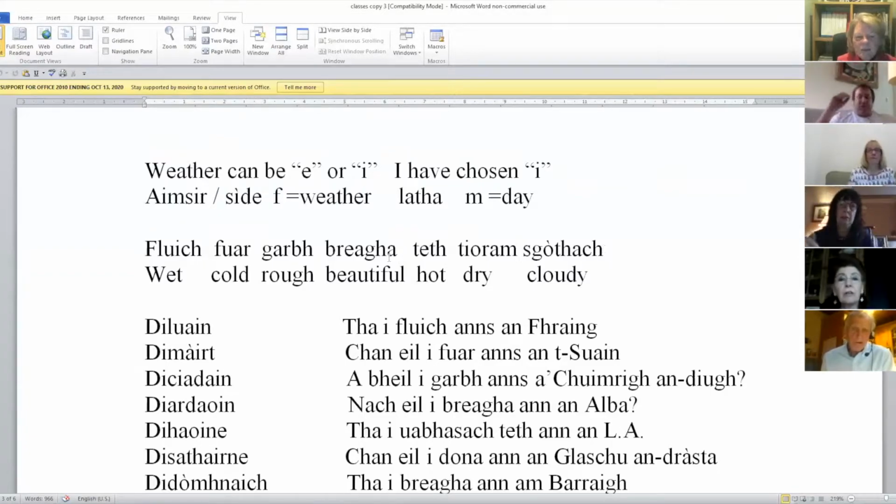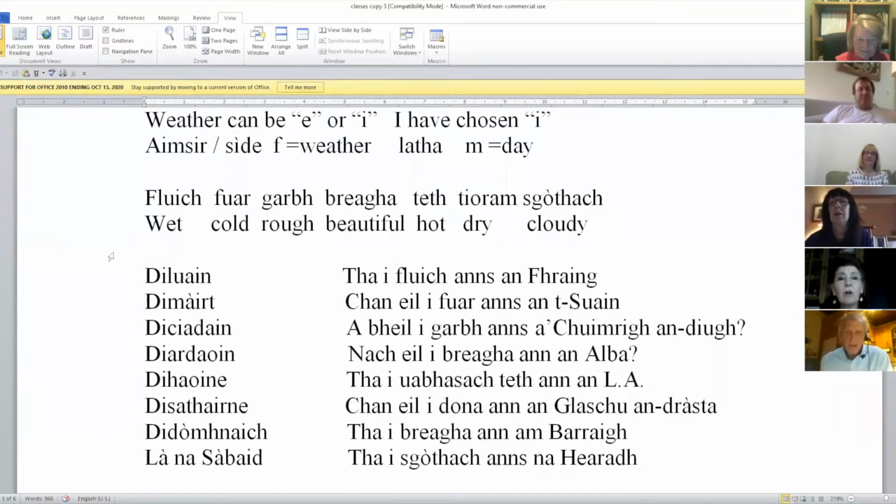Skohoch. Now notice that the words there, these are fluch, garav, the bh is sounded, and then the gh in this word here disappears. You'll find the bh in the middle of words will disappear. And MH sometimes in the middle of words will disappear. And you wonder why they're all there, but they are all there. But that's what makes it interesting about Gaelic. So fluch, fuhr, garaf, bria, che, tirim, skoch. Now down here, I've got the days of the week.